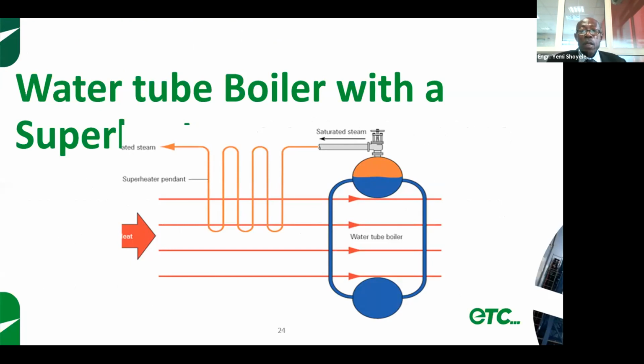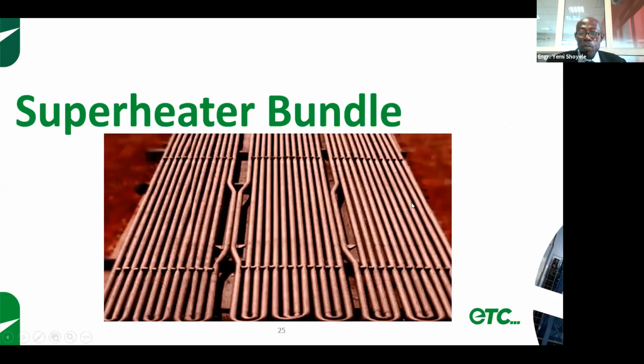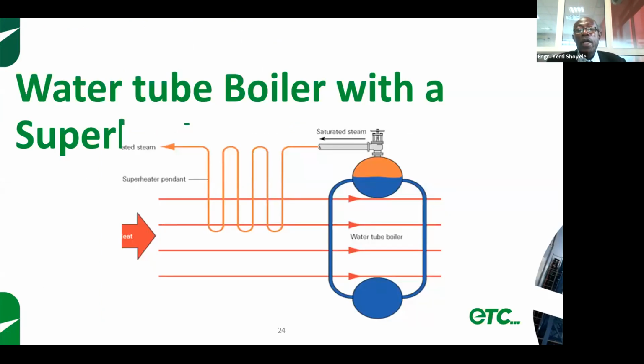Now, if you look at the sketch of the water tube boiler, after the saturated steam leaves the boiler, leaves the steam drum, it is then passed through a series of coils. Normally, when you look at it inside the water tube boiler, they look like pendants. It's just hanging on the passage of the hot gases. So you just take saturated steam from the steam drum and then pass it through a set of tubes again, and it is superheated. And then this goes to the turbines.